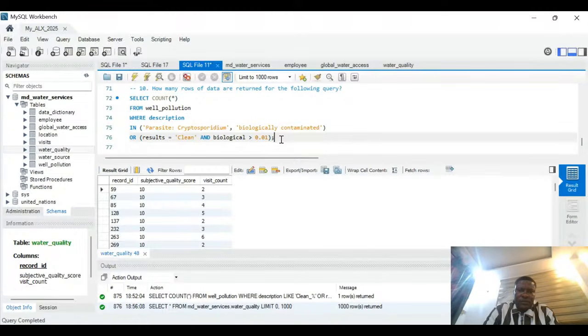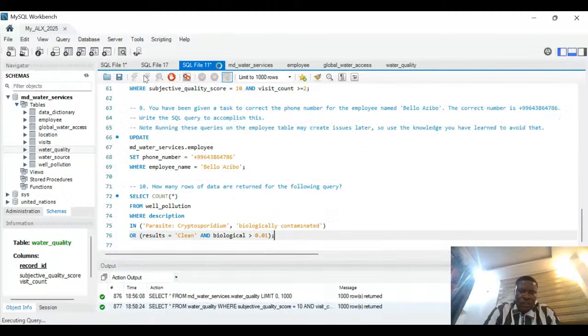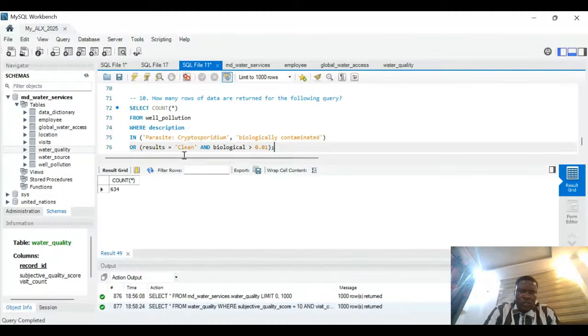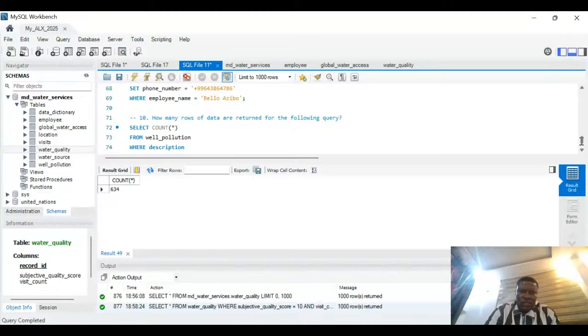So this is it, and when you execute it, you should be able to find something. You just have to execute this query, because it says how many rows of data are returned for the following query. The query has been written for you already. All you need to do is to execute the query and then get your answer. So let's see what it brings if I execute this query. Awesome. So this query actually brings me 634. Please execute it and then look at the options that you have as your answer.